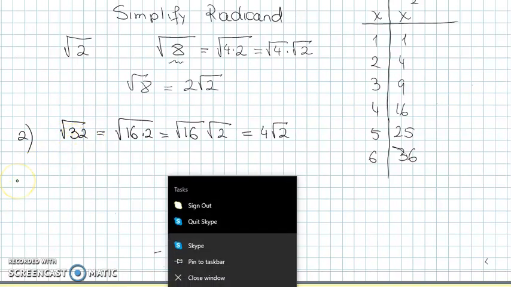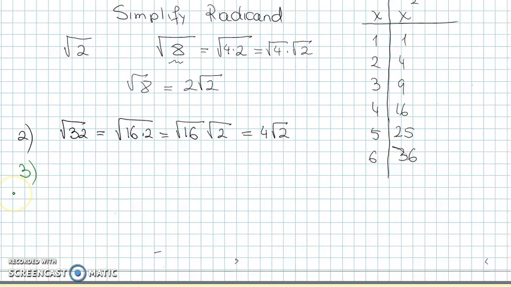I will give you one more example. Let's say square root of 75. Try to divide 75 by 36. I cannot. Divide by 25? I can. So that's 25 times 3. Again, the same thing, square root of 25 times square root of 3. This is equal to 5 square root 3.